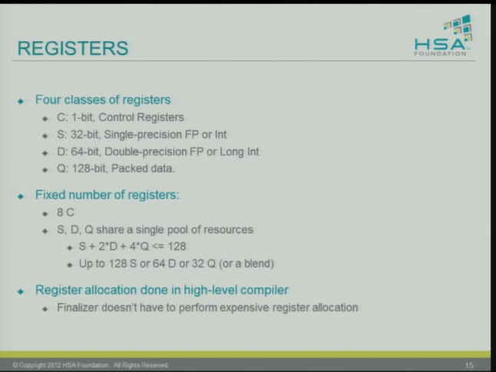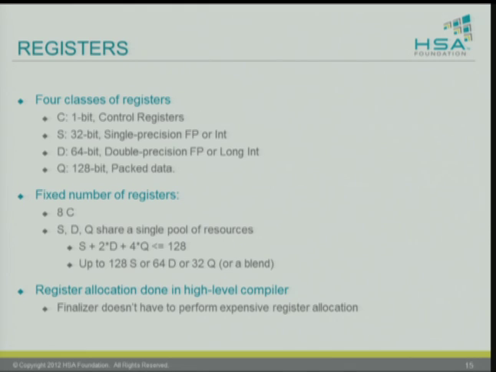S are 32-bit registers, so those can hold a floating point value or a 32-bit integer. We've got D values, which are 64-bit, so those are a double precision floating point, or you can put a 64-bit integer in there. And then we've got these packed registers, which go up to 128 bits.